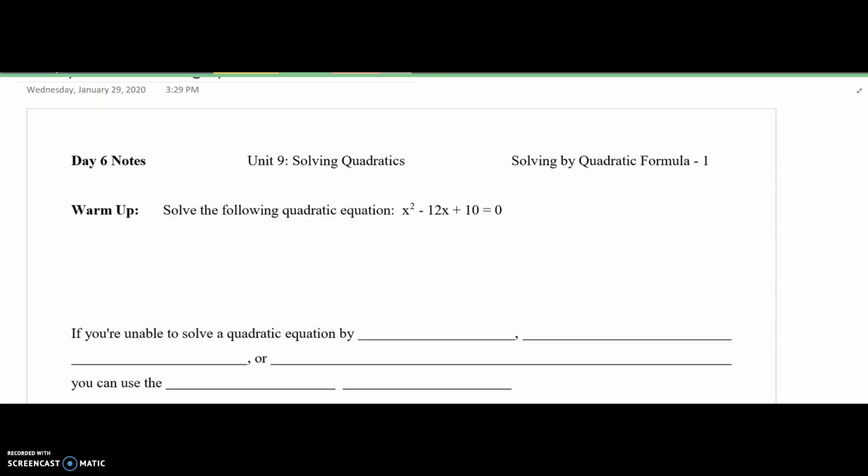Today we are solving quadratics by using the quadratic formula. Before we begin the lesson, go ahead and start your warm-up. You can pause the video now.